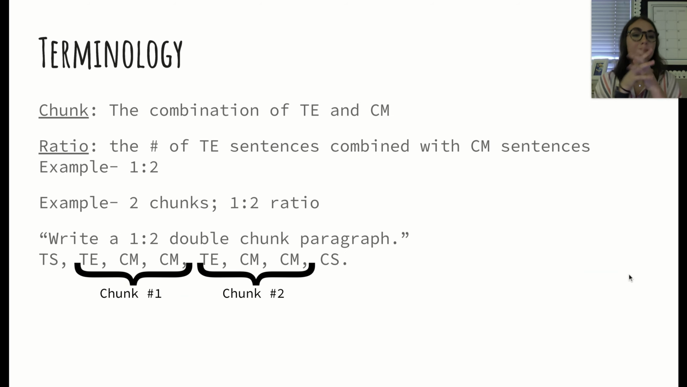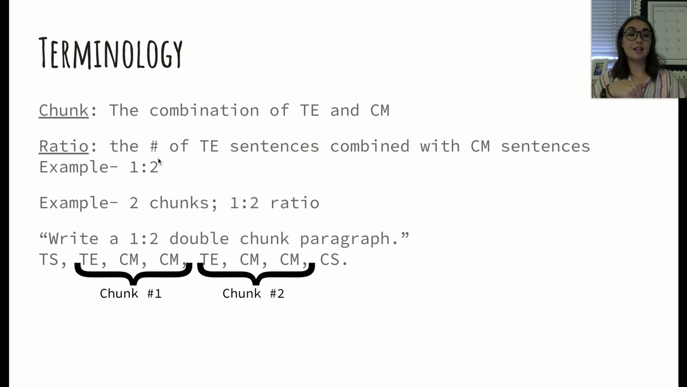Here we go, moving on to terminology. Now bear with me here. If you get a little bit lost, just wait till we get to the bottom of this slide and I think it'll click. So we're going to use terminology, 2 words, chunk and ratio, okay? A chunk is going to be a combination of text evidence and commentary. So keep that in mind. But a ratio is the number of text evidences combined with the number of commentary sentences. So if I say for every text evidence, you have to have 2 commentary sentences, that would be your ratio, 1 to 2.